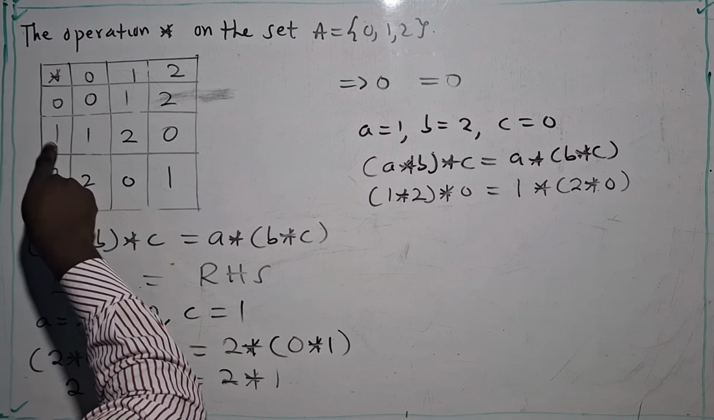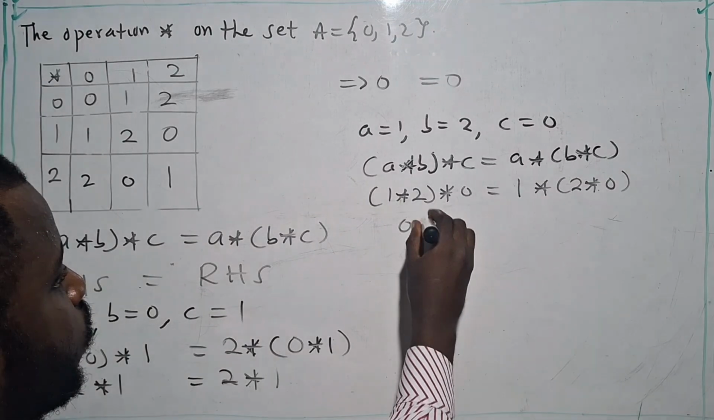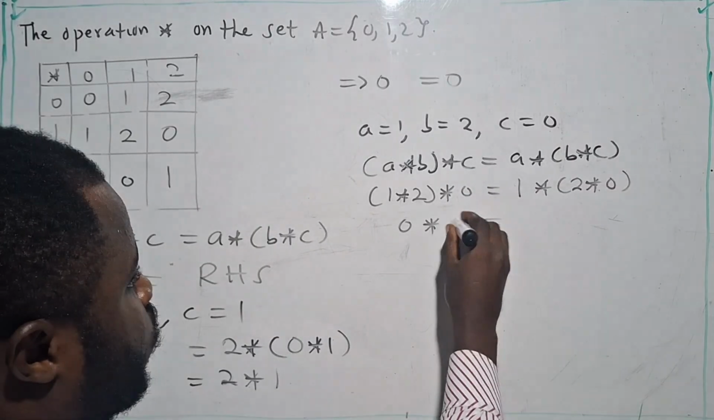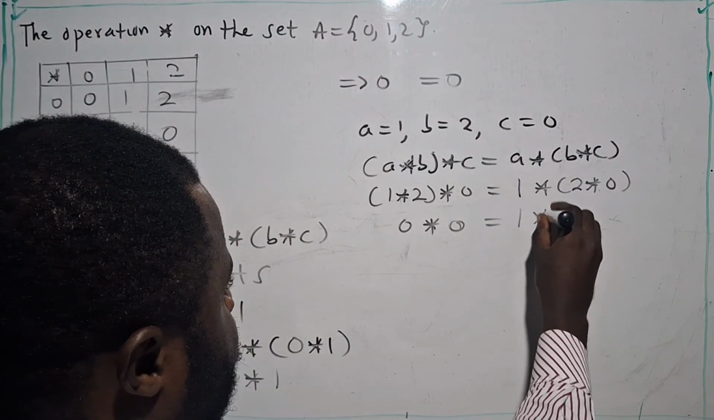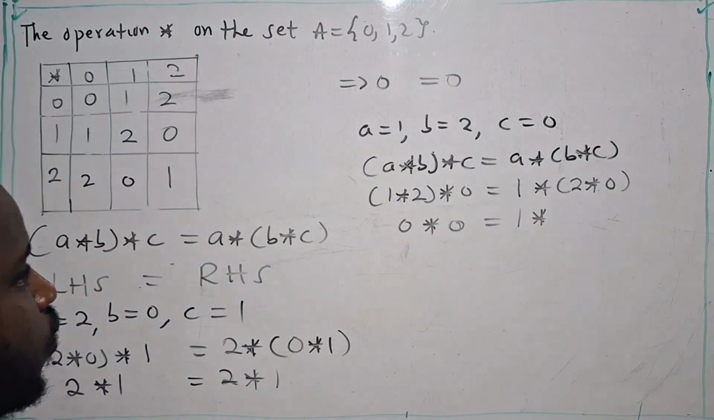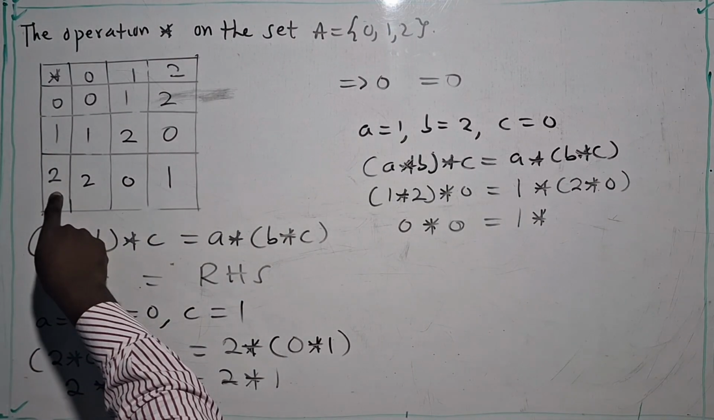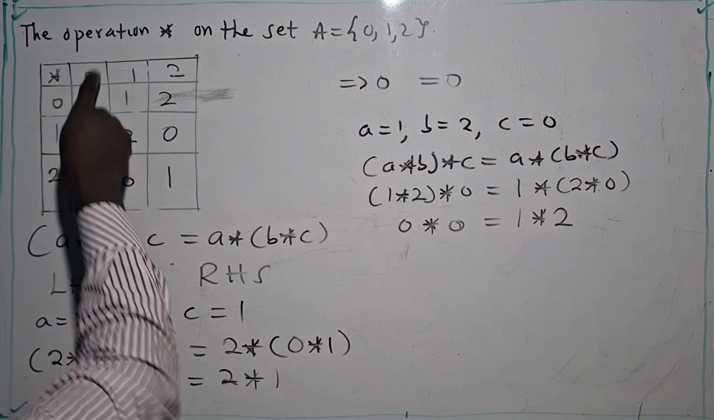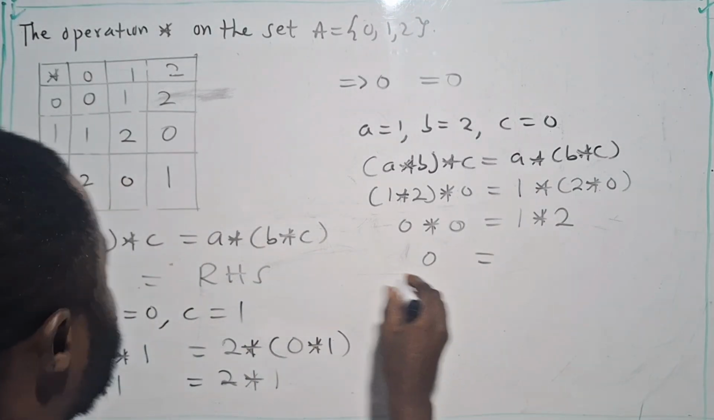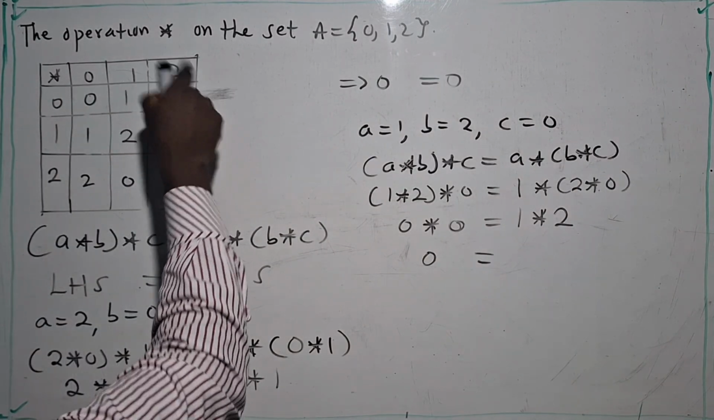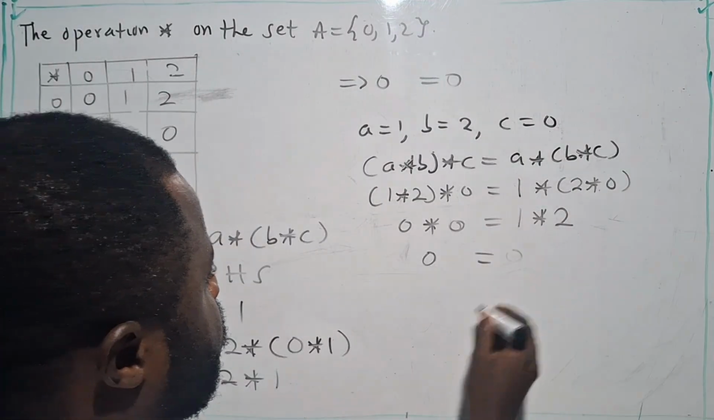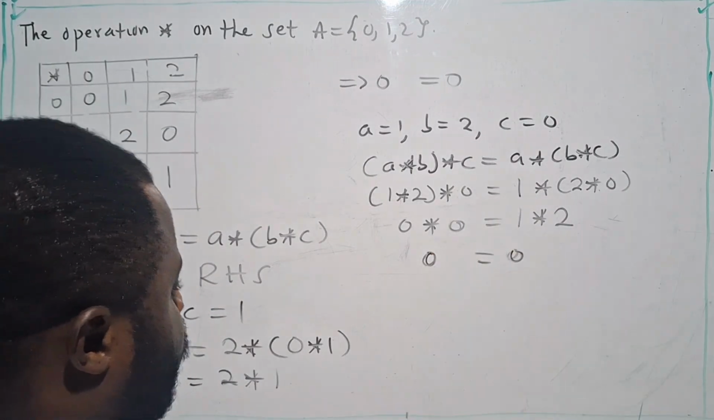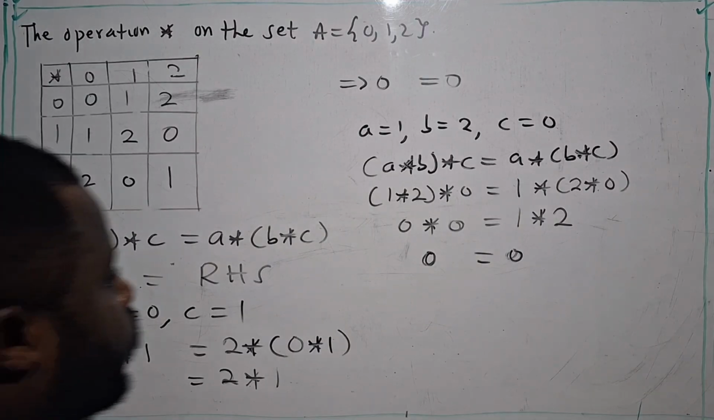So 1 operation 2, bracket first, 1 operation 2 is what? 0. 1 operation 2 is 0. Then operation 0. So now I have 1, then 2 operation 0. 2 operation 0 is 2. Now 0 operation 0 is 0. Then 1 operation 2. 1 operation 2 is also what? 0. Yes, 1 operation 2 operation 2 is 0. I've gotten 0.